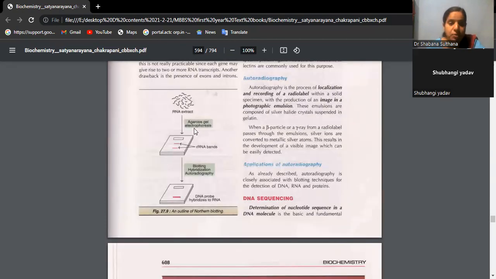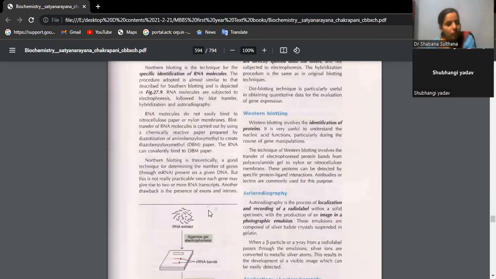We undertake electrophoresis, you get RNA bands, and now you are hybridizing. What are we using? Nitrocellulose, isn't it? You fix it there. With the help of a DNA probe, we are able to study the sequence of nucleic acid present in the RNA. So this is an outline of Northern blotting also. Okay, beta?